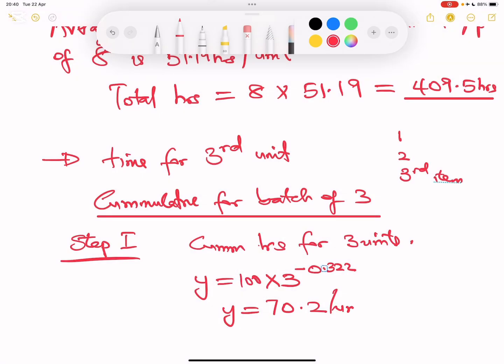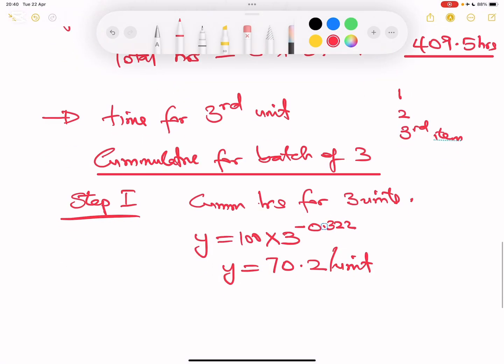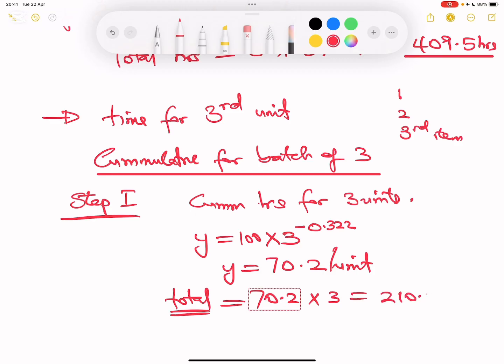So this is per unit. So in the batch of 3, the average time per unit is 70.2. So the total, which is the cumulative, will be equal to 70.2 times 3. And that will give us 210.6.